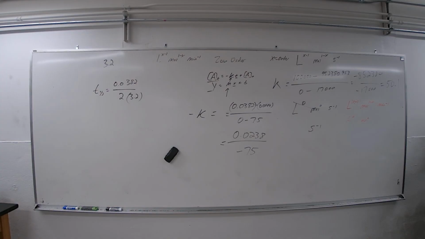Okay, so watch how I do this. 0.0382 minus 0.0144. That's the numerator, right? And then I'm going to divide it by negative 75, right? Divide by 75, negative. Oh, I see. It's out here. I missed it. Good Lord. So fix 5 again.